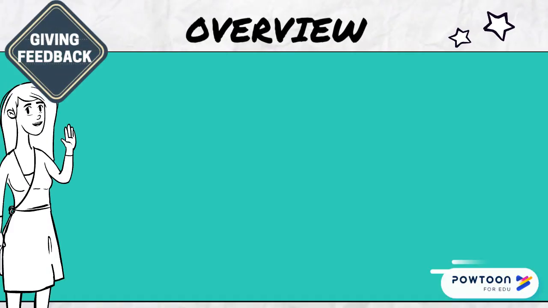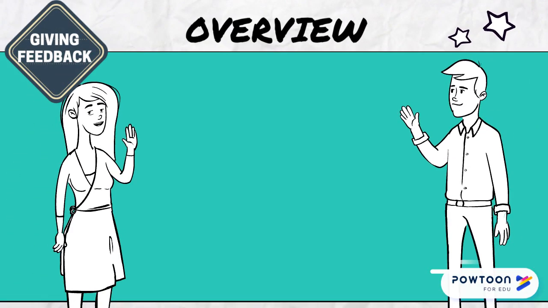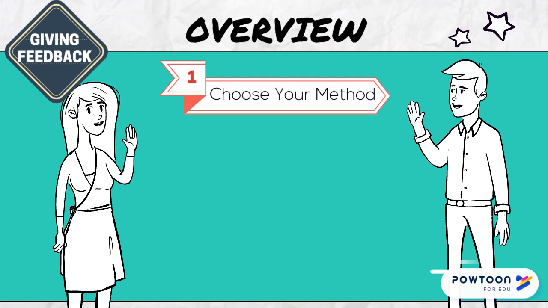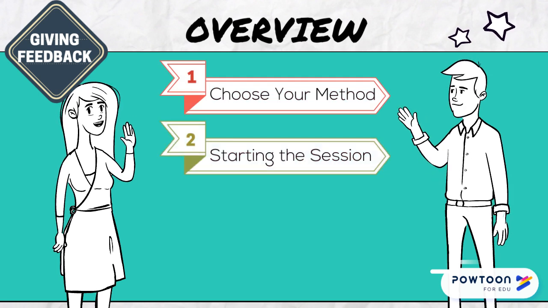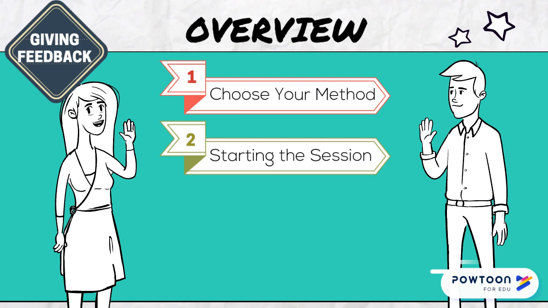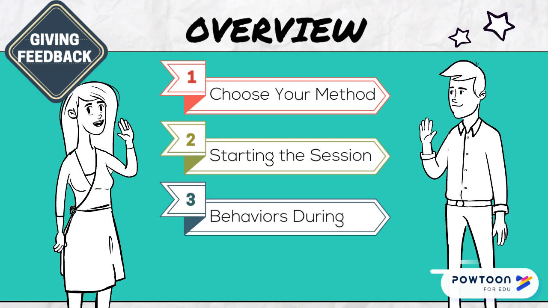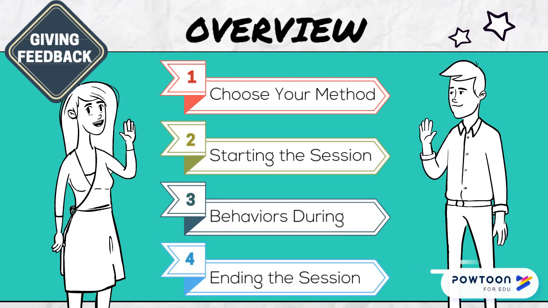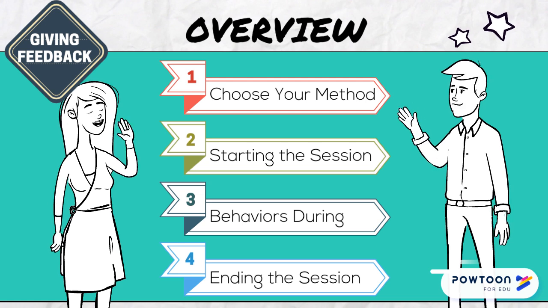So, to recap, when giving feedback, choose the best method for your situation, set expectations early, be clear and objective in your observations, and always end by setting an action plan so that your students know how to apply what they've learned.